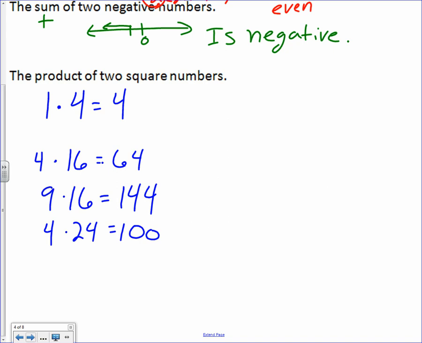So if we were to make a conjecture here, the product of two square numbers is also a square number. Right? You can go back and look at any of the squares that you want to, but you will find that this is true. You can look at why this is true, right?